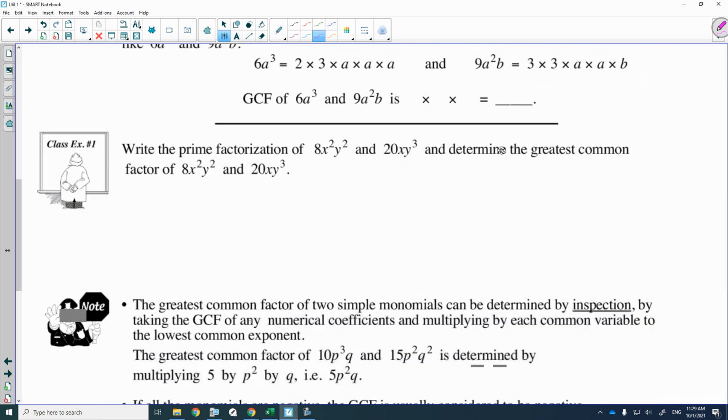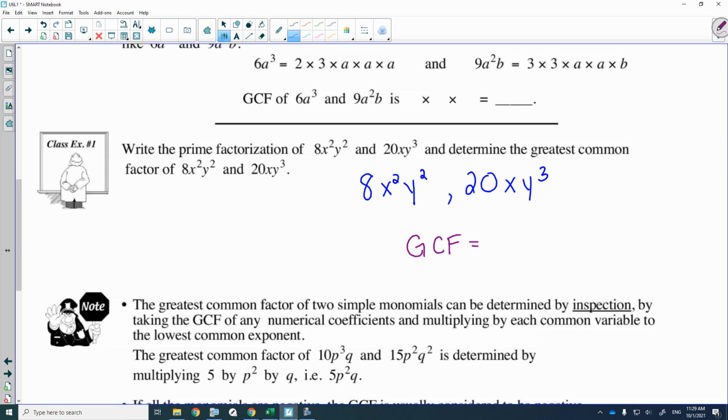Okay, let's go to class example 1. Write down 8x squared y2 and 20xy cubed. I've given you 2 different terms.